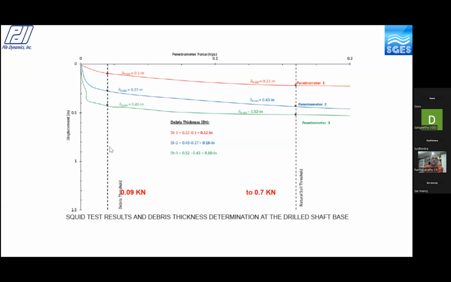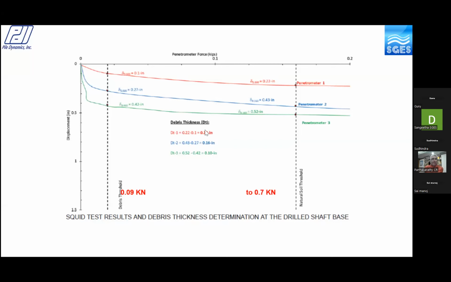If it is more than 100 kilopascal, it's treated as natural material. And that's how we arrive at the debris threshold value of 0.09 kilonewton for a 10 centimeter square area and 0.7 kilonewton for a 10 centimeter square area for 100 kilopascal shear strength. So the displacement difference between these two thresholds is the thickness of contamination at that cone level. So we have 3 cones.